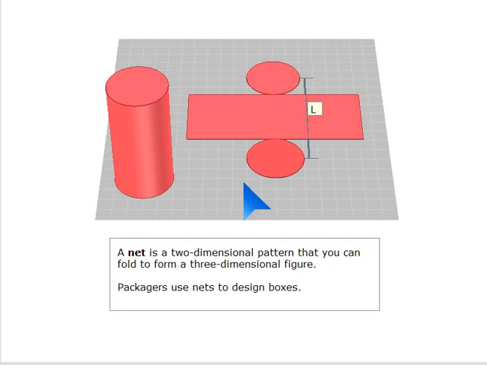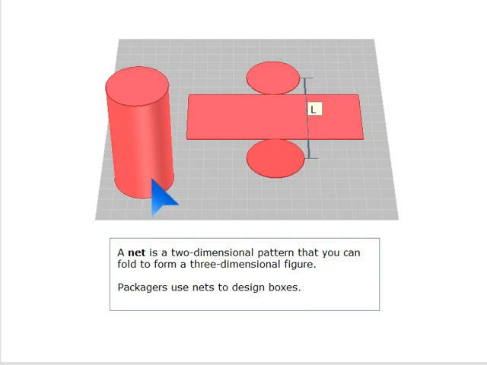In this lesson you learn more about solid figures, and more importantly you learn what a net is. Now a net is a two-dimensional pattern that you can fold to form a three-dimensional figure. Now let's make this come alive so you can better understand what this definition means.